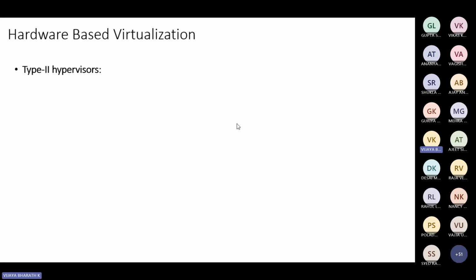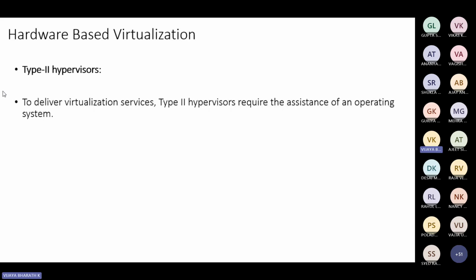Next is your type 2 hypervisor, which delivers virtualization services. Type 2 requires the assistance of the OS. So how your VMs will communicate with the hardware is through an operating system which is already running on top of your hardware. Take this laptop. This laptop is running on an Intel i3 processor, and it has some memory and some hard drive. So how am I communicating with the hardware? Through the operating system only, and getting the benefit out of it.